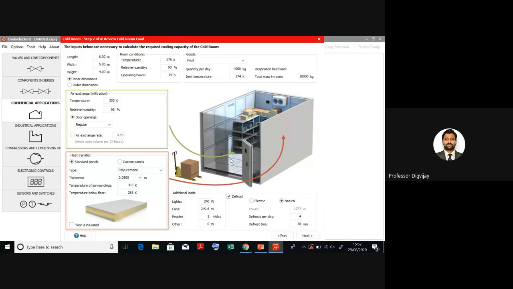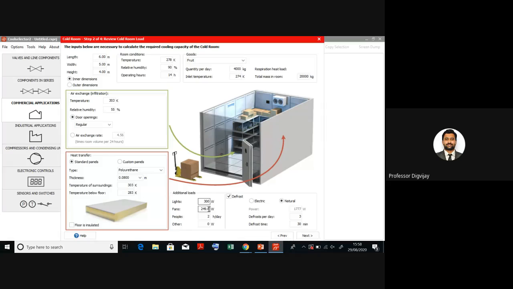Okay, so this is a cold room here. Door openings are regular. This is the dimension here. Temperature, humidity, fruits quantity, all this I have defined here. Defrost per day. So we have taken defrost as 3. 30 minutes will be its defrosting time. Okay. Lights is 240, but I think in our case we have taken light as, let me check the light. We have taken light as 100 watt. So 100 into 3 lamps. So that will be 300.